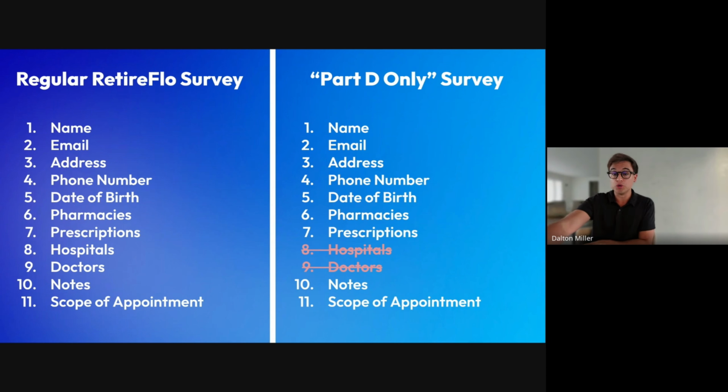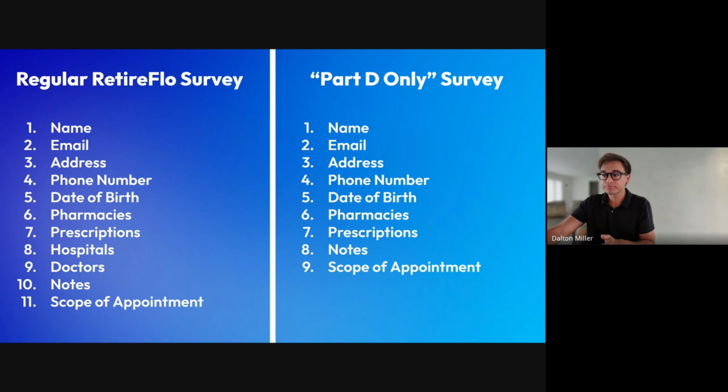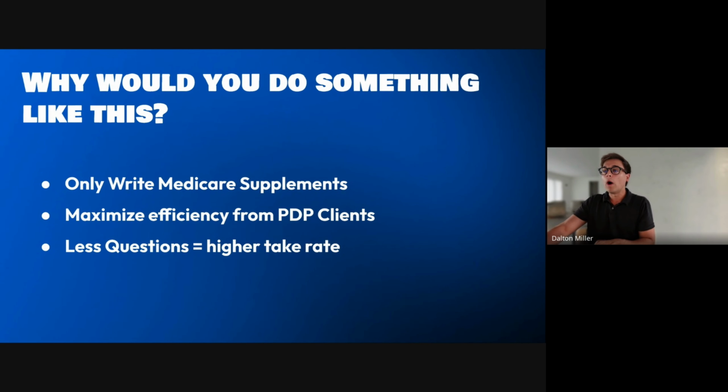But should you send the Part D only survey, we will take out the hospital and doctor question. We will strike those from the questionnaire, the survey, the intake form. And now it's only 9 questions long. Now, you might be asking yourself, why would you do something like this? Why would you do that?